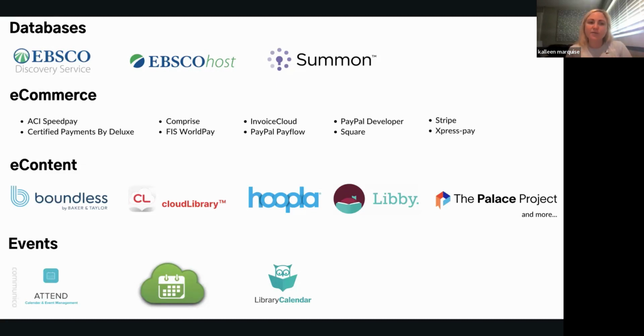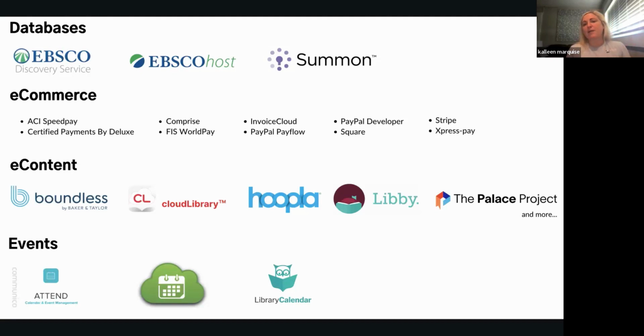Also, direct connection through API. We support Boundless, Cloud Library, Hoopla, Libby, and as of, I believe, last month, we started with adding the Palace project. So that's really exciting. There's also other e-content you can add to your sites, Creative Bug, LinkedIn Learning, those types of providers. We can add those directly into Aspen via a process called sideloading with MARC records. So those can also be added to different sites.